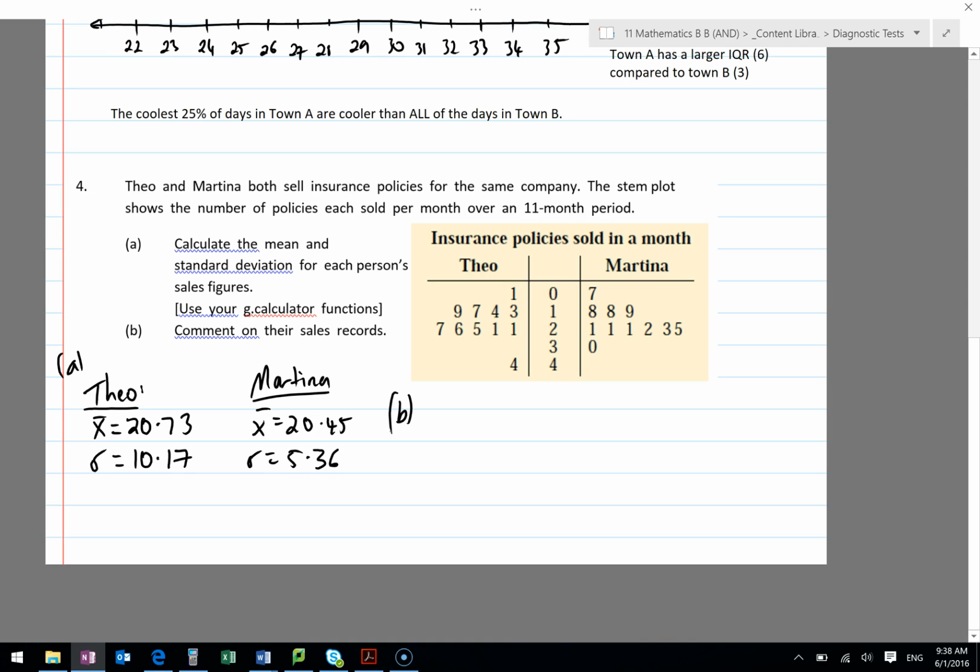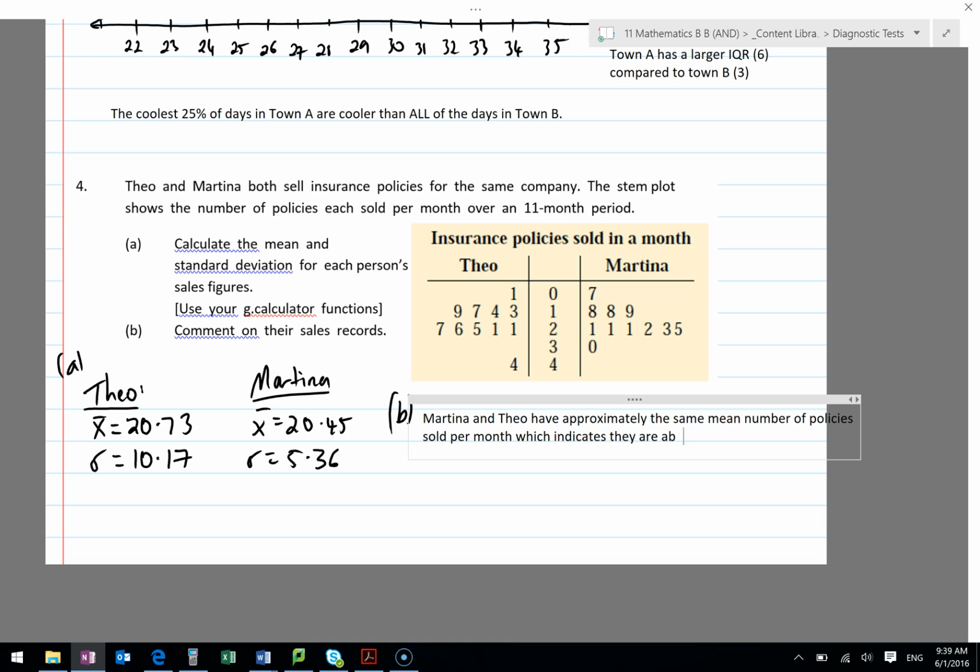Part B says to make some comments on their sales records. So the comment I would make would be that Martina and Theo have approximately the same means, same mean number of policies sold per month, which indicates they are about the same in levels of skill.